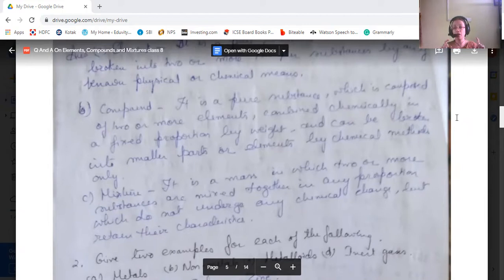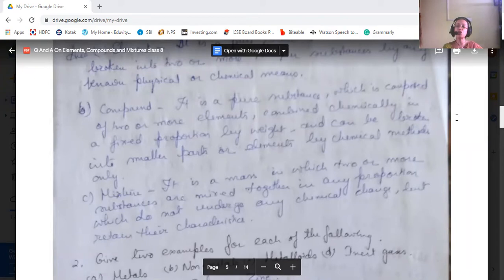And in this chemical combination, the two or more elements are in fixed proportions by weight. Okay, and they can be broken down into smaller parts or elements, you can say, by chemical methods only. By chemical methods only, you can separate the elements which are present in the compound. Two or more elements which are the constituents of the compound, you can separate them only by the chemical method, because they are chemically combined, and that too in a fixed proportion by weight.